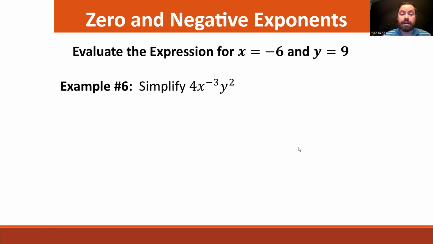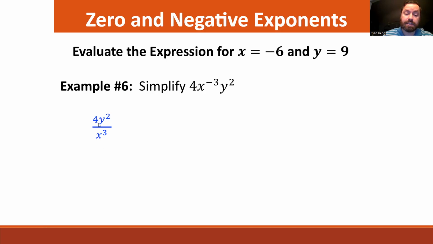Okay, last one we're going to look at is evaluate the expression for x equals -6 and y equals 9. So we're going to take -6 and plug it in for x, and we're going to take 9 and plug it in for y, but not yet. First thing we're going to do is simplify this expression first. So 4x to the -3rd, y squared. So the x is not happy on top. It wants to go to the bottom, like so.